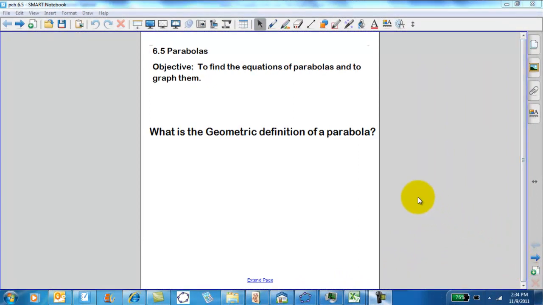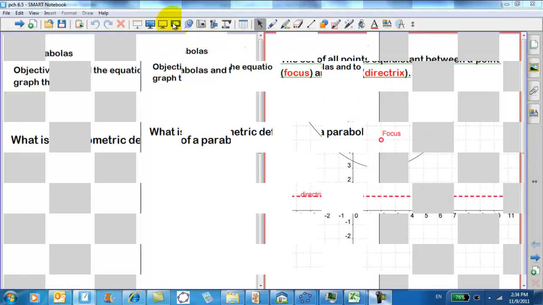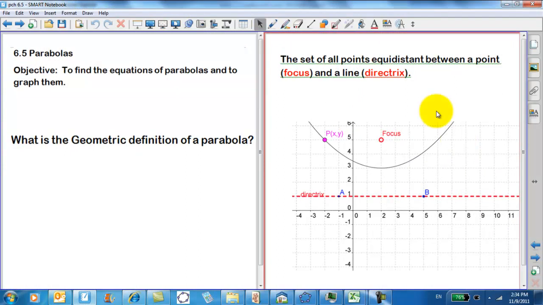Let's start off with the geometric definition of a parabola. The set of all points equidistant between a point, the focus, and a line, the directrix. The book puts this at the end because it's much different than the hyperbola, the circle, and the ellipse. You don't have two foci, or even two foci coming into one to form the center of a circle. You only have one focus, and you actually use a line called the directrix.